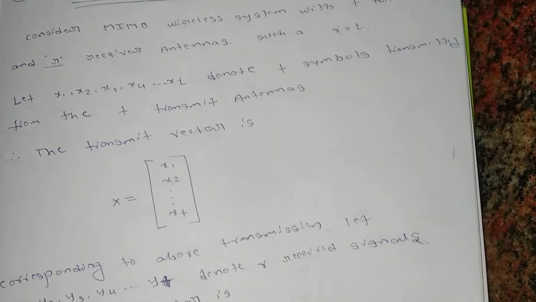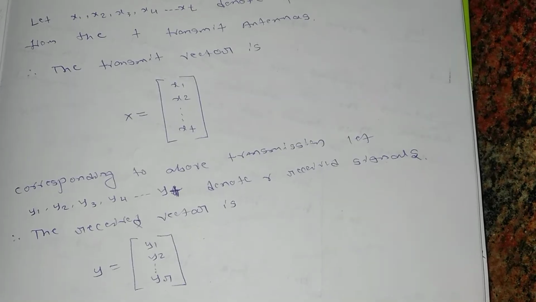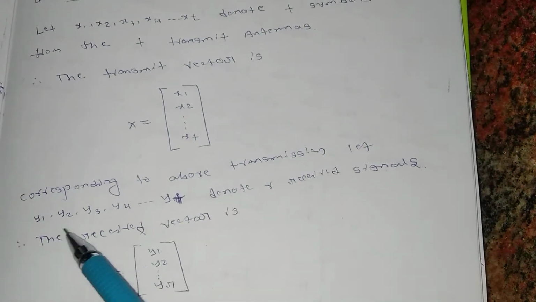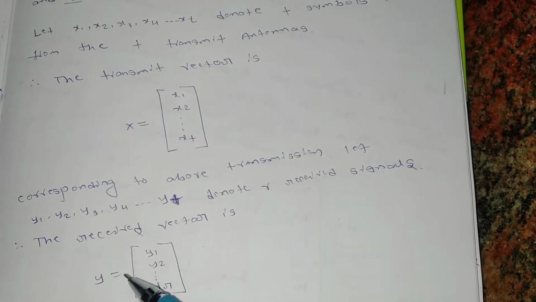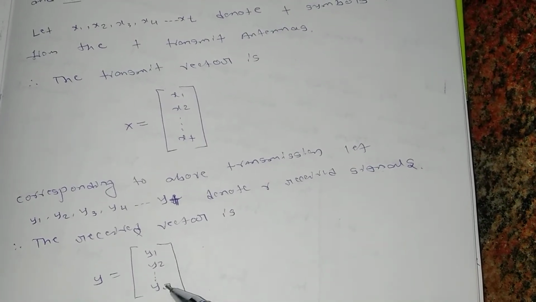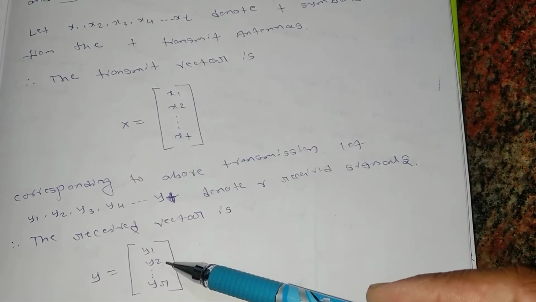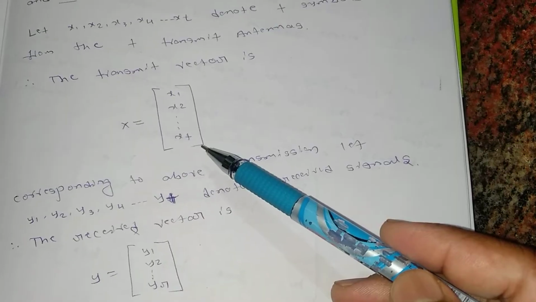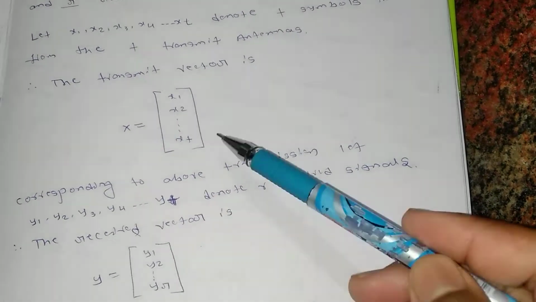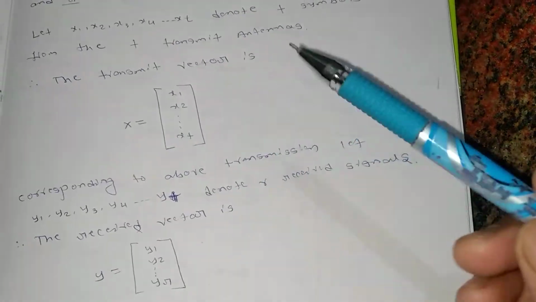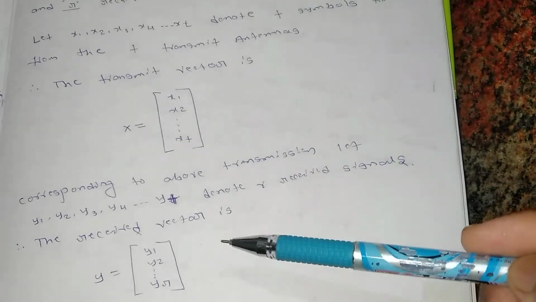Then corresponding to the above transmission, let y1, y2, y3 up to yR denote the received signals. So the received vector is given by Y equal to y1, y2 up to yR. So x1 is transmitted, y1 is received, x2 is transmitted, y2 is received. Like that, T symbols are transmitted and R symbols are received, where T will be equal to R in this case.